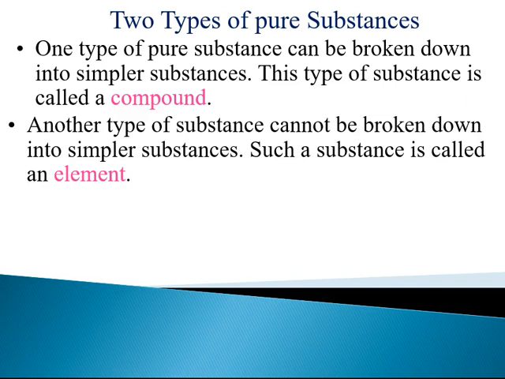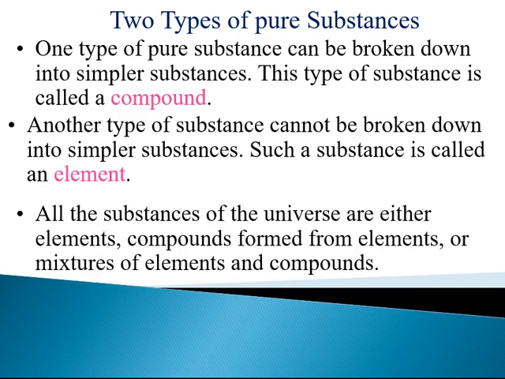Another type of substance that can't be broken down into a simpler substance is called an element. And you, once again, will know you have an element if you can find its name on the periodic table. All the substances of the universe are either elements, or compounds formed from these elements, or mixtures of the elements and compounds.